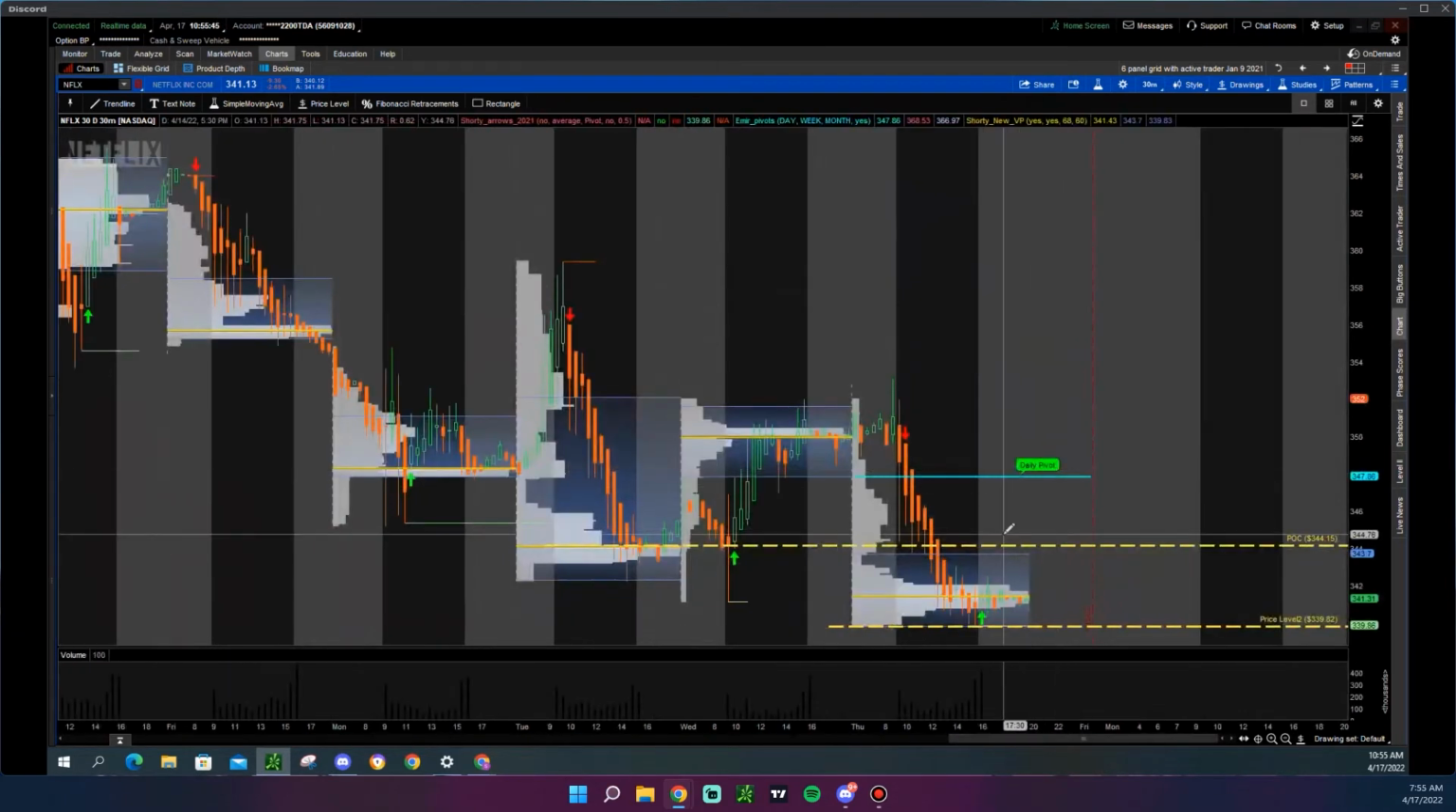But initially, I'm using confluence points to find, does the 344 match maybe with the ORB high? Does it match with ORB 50? And the more confluence points on these major levels you're getting, the easier it is to take a short or long.